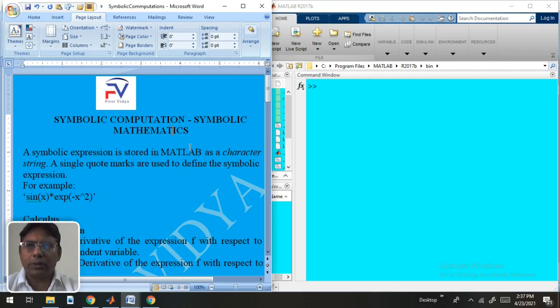Hello everyone. Today our topic is symbolic calculation, symbolic mathematics. We will use MATLAB software and today we will take some calculus based problems. One problem each we will take from limit, differentiation, integration and differential equation. So let's start. Today's topic is symbolic calculation and this is a MATLAB environment.